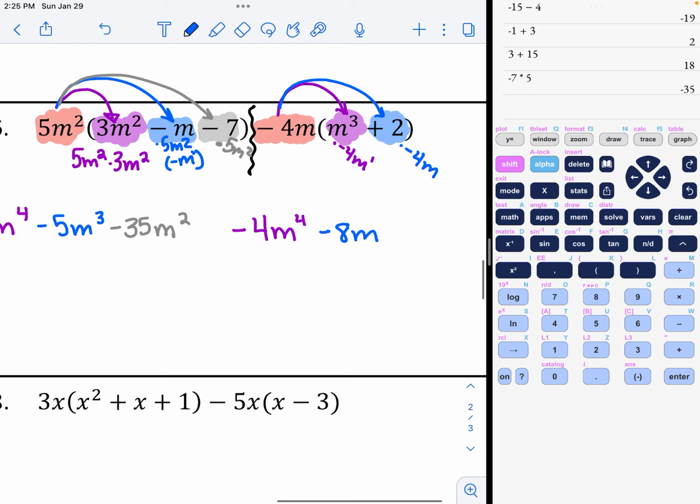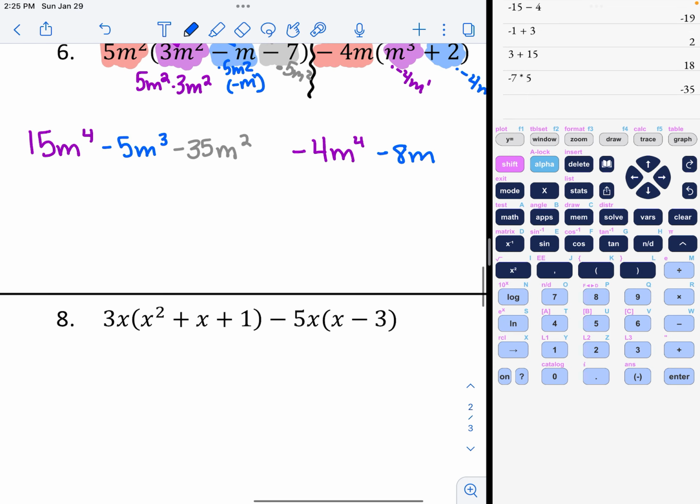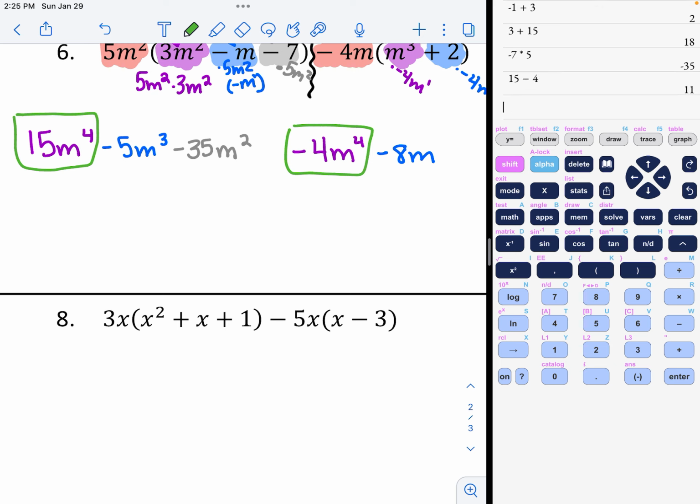It's time now to find some like terms, if there are any. So I'll change to green for that. So I see a 5m to the 4 and a minus 4m to the 4. Or excuse me, I think I said 5. I meant 15. 15 take away 4 is 11. So I have 11, but remember we don't change the exponent on there.